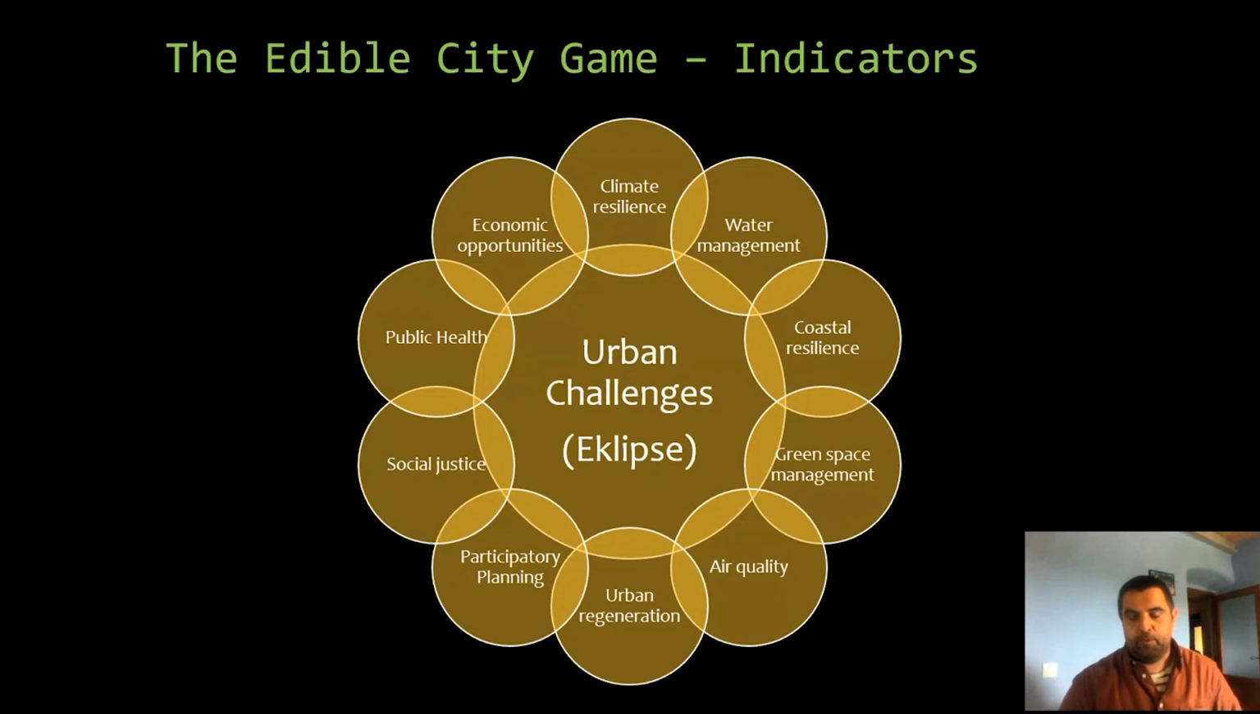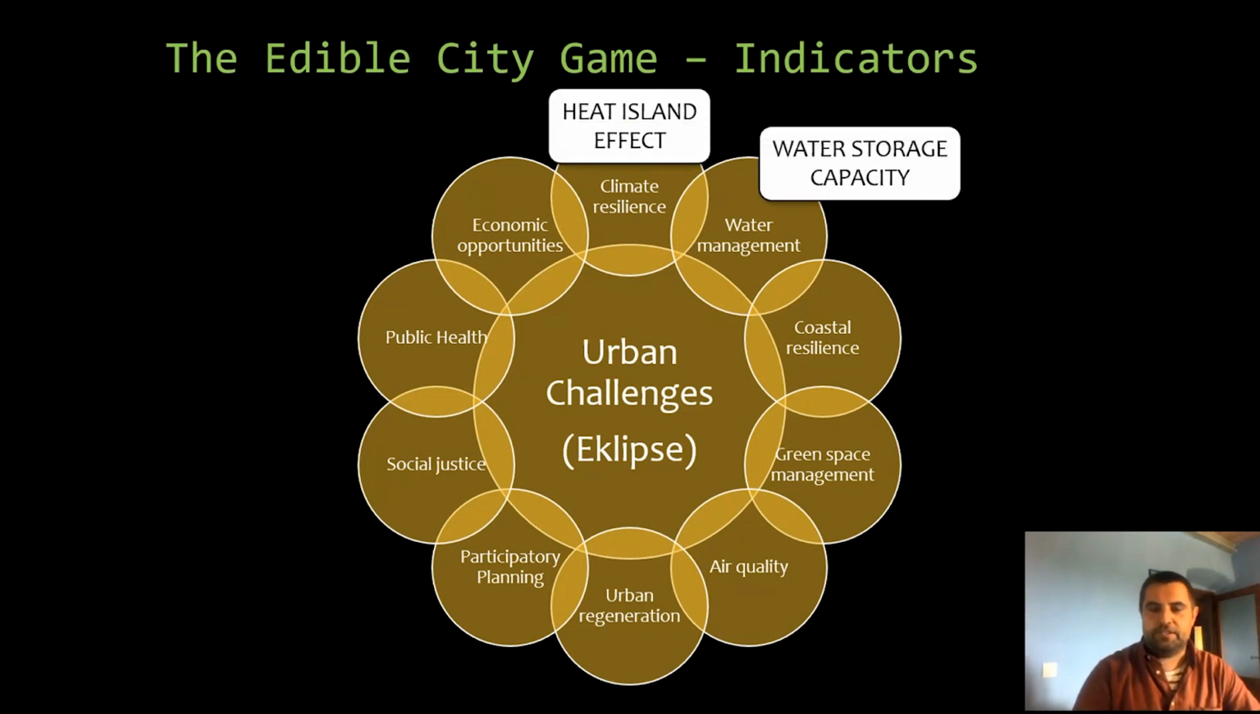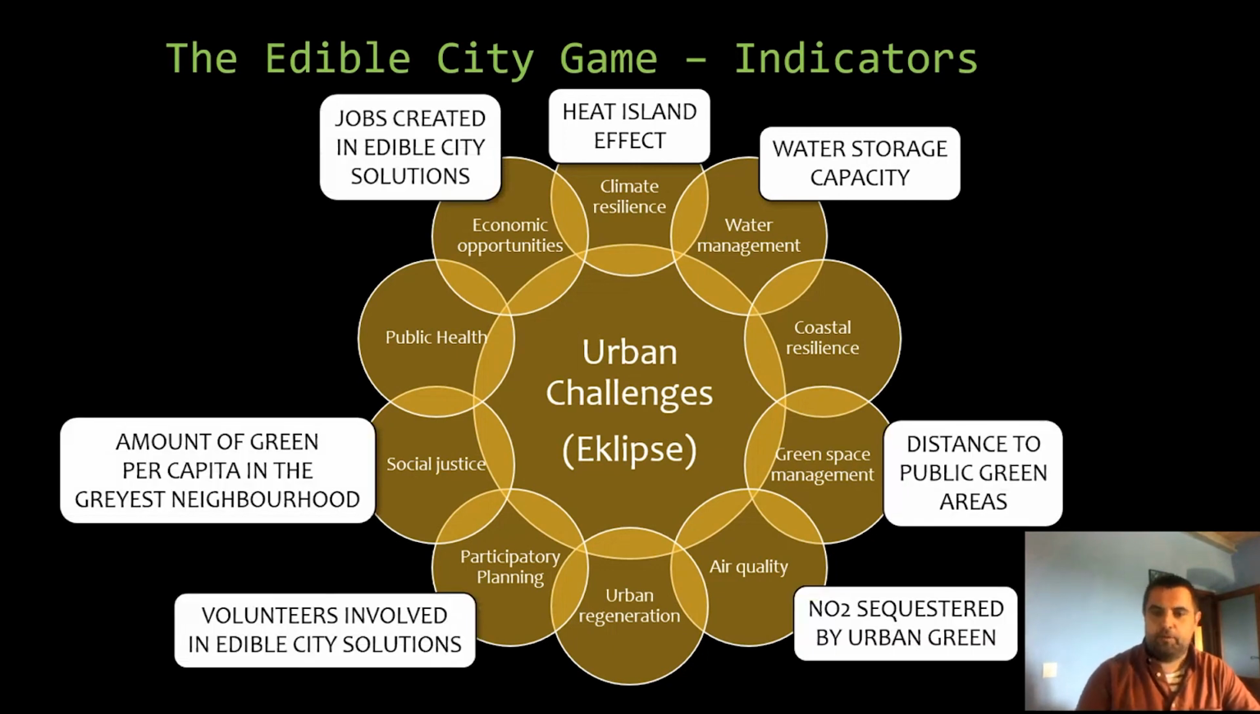For that, we implemented several indicators in the Edible City game based on the urban challenges that arise from another European project, which is Eclipse, and they decided that the main urban challenges facing European cities are these 10. And then we calculated indicators to measure components of those urban challenges. For instance, we use 2 indicators that are already implemented on Tygron, that are heat island effect and water storage capacity. But we also customized several more indicators.